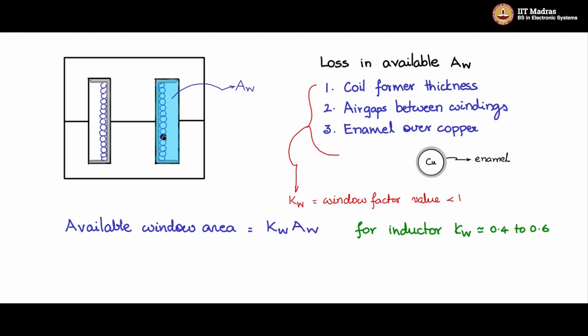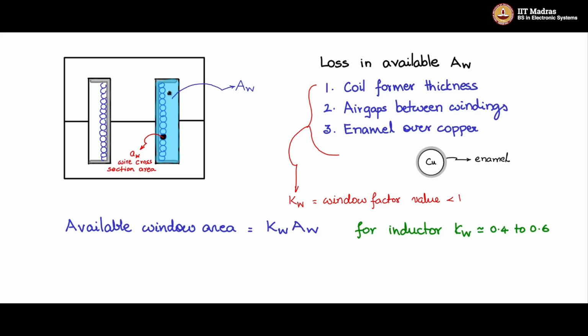So now I have shaded one wire cross section. That area which is shown black is called Aw, lowercase w, which is the wire cross section area. It is the cross section area of the copper wire only, not including the enamel, because the enamel portion is taken within Kw.